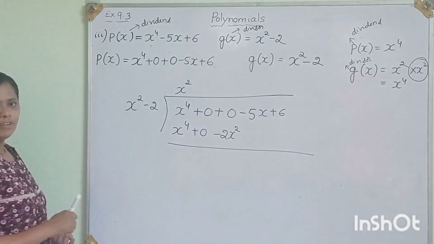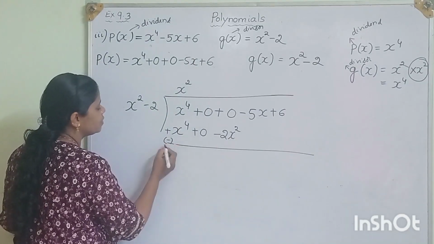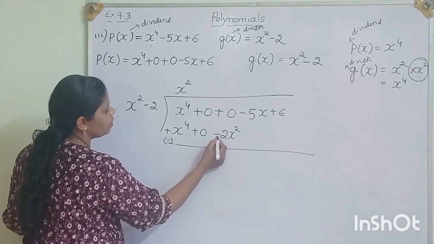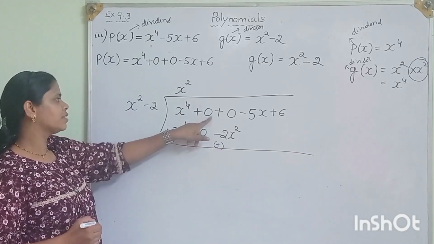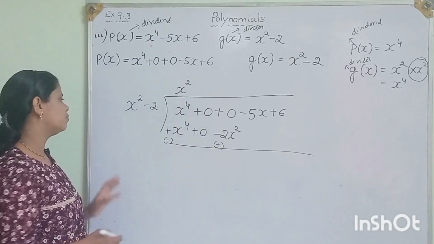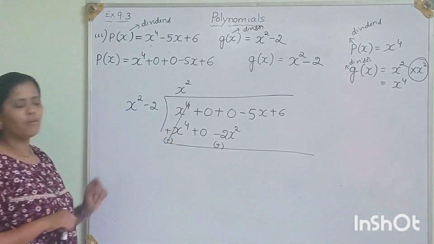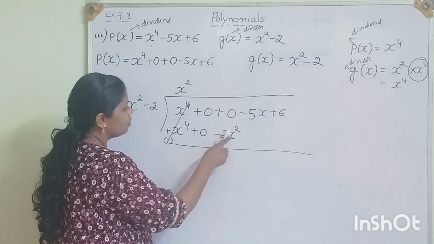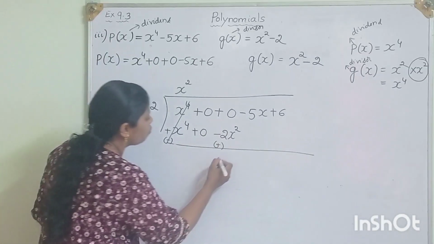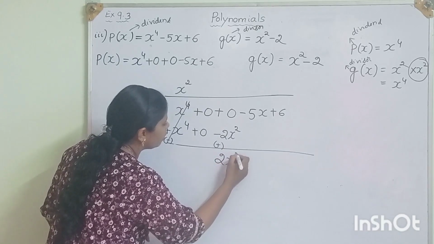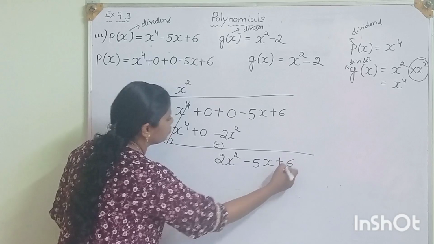Then, we know that in division we will subtract. So we will change the sign. Plus we will change to minus, and this minus we will change to plus. Since there is no term of x cube, don't worry about it. Okay. Plus x to the power of 4, minus x to the power of 4, will get cancelled. Then plus 0 plus 2x square is plus 2x square, minus 5x plus 6.